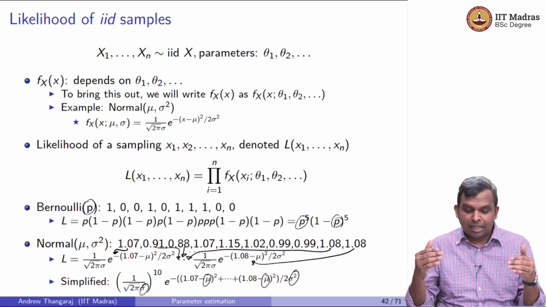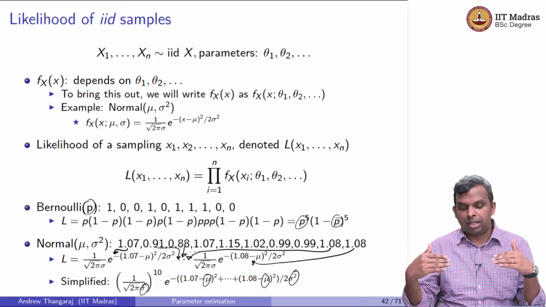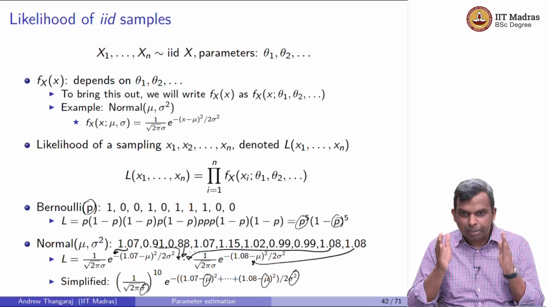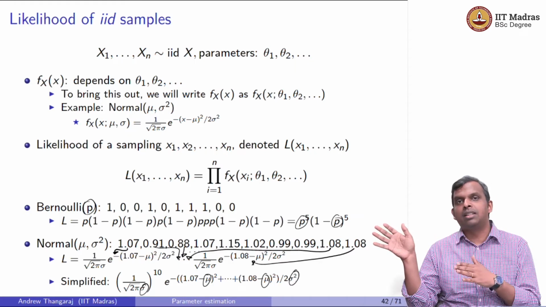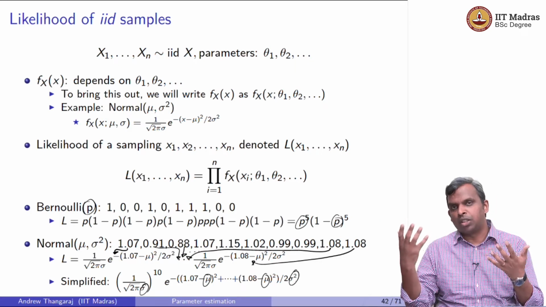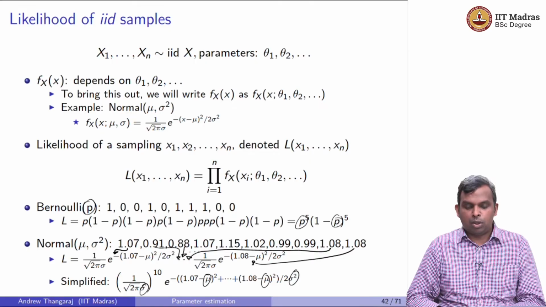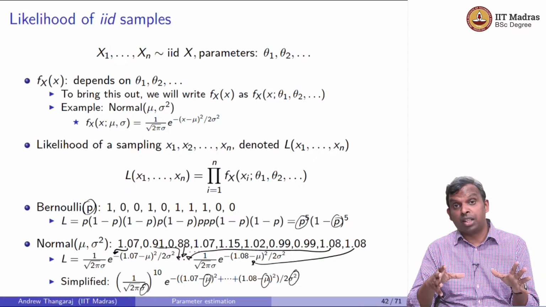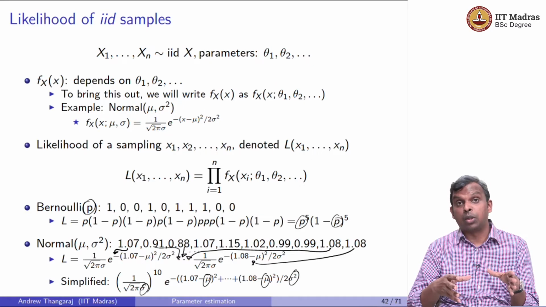Now remember, if the samples change, this function will keep changing too, but that's not of great interest, because you're looking at a particular sample, evaluating the likelihood, and getting a function of the unknown parameters. Hopefully this is clear. For any other PMF or PDF I give you, you should be able to write down the likelihood. This is a basic skill in this area.